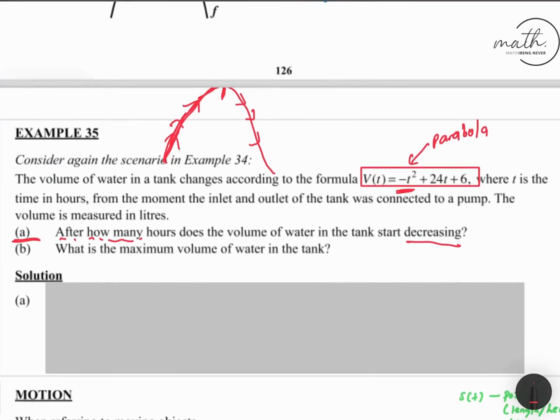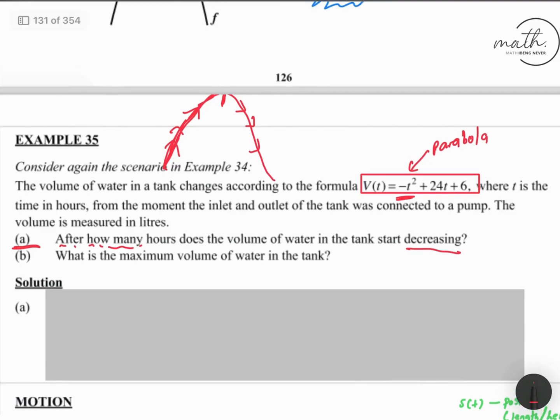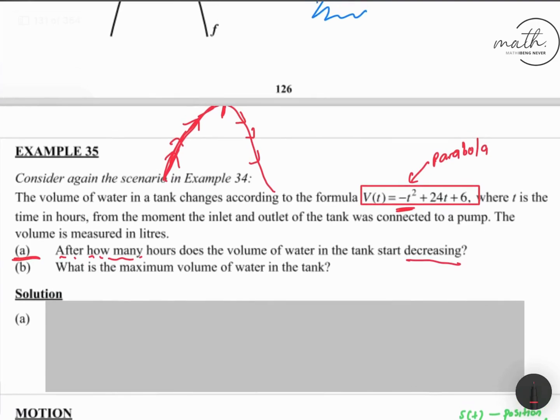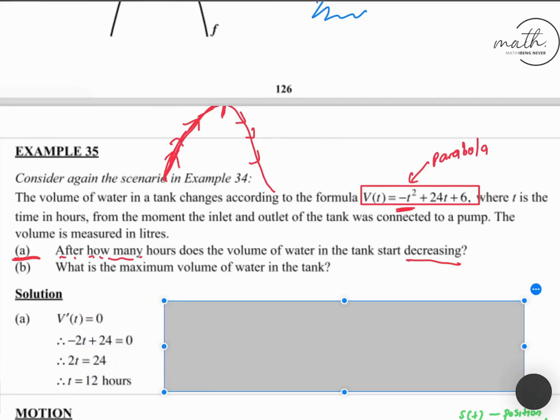Can you remember how we find the turning point? Using the cubic, the same way. You find the first derivative, equate it to 0, and then solve for t, and it'll give you the turning point. Let's just use this. So first derivative equated to 0. That means the t here at the turning point is 12. So it'll start decreasing after t equals 12 hours. So yeah, you also have to look at them as parabolas.